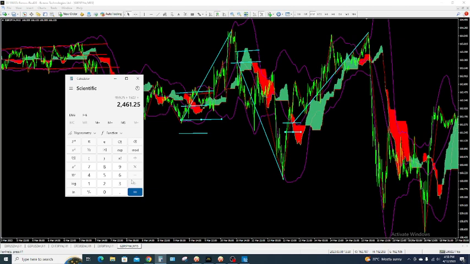Apart from the breaking of the median, you also have a confirmation tool which is either red or green. When you see green, we are talking about buy. When you see red, we are talking about sell. And these are the two areas I looked at. Then the breaking of the middle to determine where I'm taking a trade.